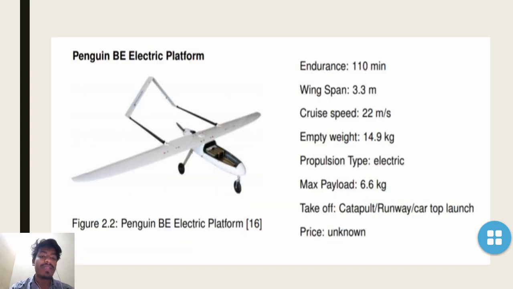So the Penguin BE platform, here you can see the example. Its endurance is around 110 minutes, wingspan is 3.3 meters, and the cruise speed is around 22 meters per second. Its weight is 14.9 kg, and propulsion type is electric. Maximum payload capacity is 6.6 kg, and takeoff is by catapult, runway, or car top launch. Price is not known.